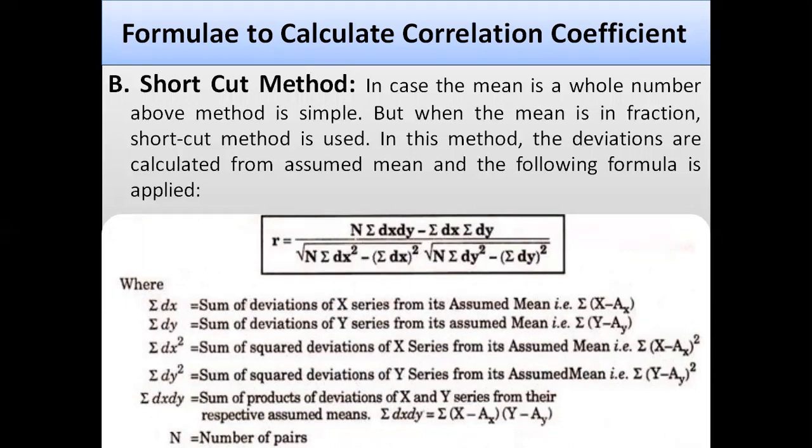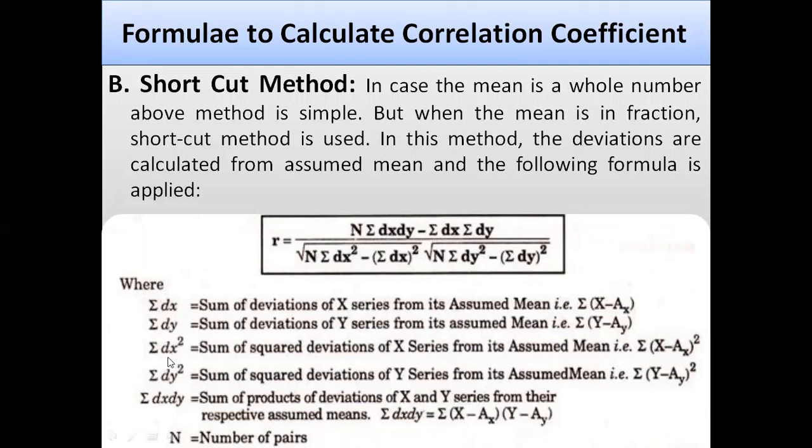where we have type 1 formula, type 2 formula, we feel some difficulty in applying those formulas, then we can also apply the shortcut method to calculate the Karl-Pearson coefficient of correlation. So sigma dx equals sum of deviations of x series from its assumed mean, that we will call, means we can assume any mean from that x data set. We can assume any mean from the y data set. We need to figure out x minus ax, means assumed mean of x, and y minus ay, which is assumed mean of y. In that manner we can calculate the value of sigma dx and dy.